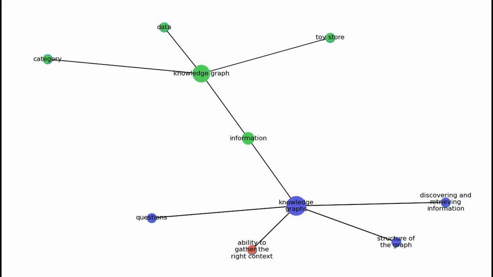To enhance our ability to gather the right context from this organized information, there are 3 key things to keep in mind when creating knowledge graphs. First, we need to ensure that the structure of the graph is correct and captures all the important details. Second, we must check if the information included truly represents the original data. Lastly, it's vital to understand the questions we're asking so we can extract the right information from the graph. When these aspects work well together, knowledge graphs become powerful tools for discovering and retrieving information efficiently.